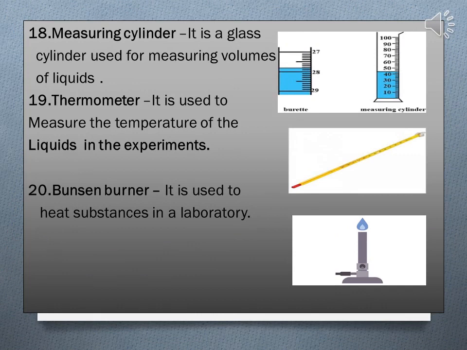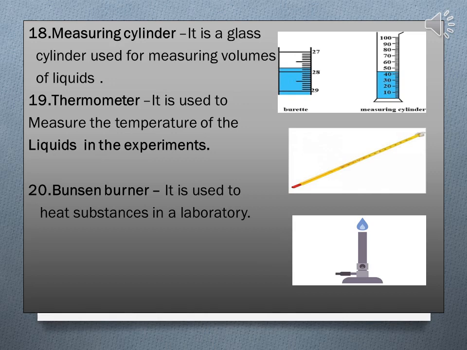Children, now the 18th apparatus is measuring cylinder. Measuring cylinder is a glass cylinder which is used for measuring volumes of liquid. For example, if you have to measure any liquid in volume like 10 ml, 20 ml, 80 ml, 100 ml, so you can use this measuring cylinder. If you see in the diagram, on this measuring cylinder different volumes are marked. So according to the capacity, you can use that liquid.